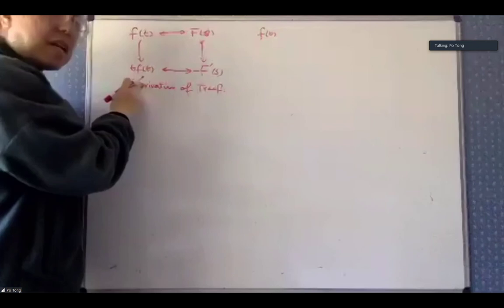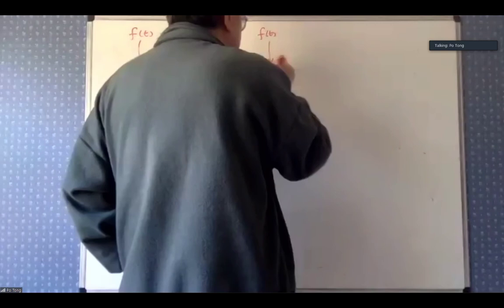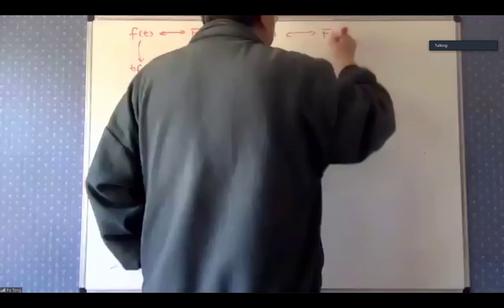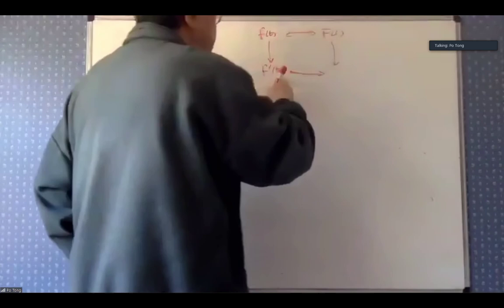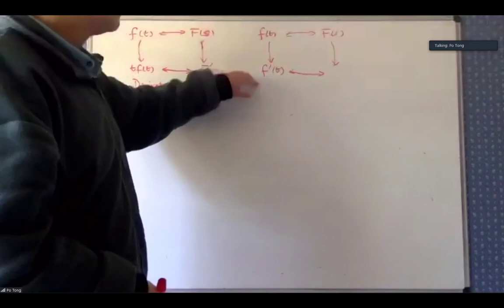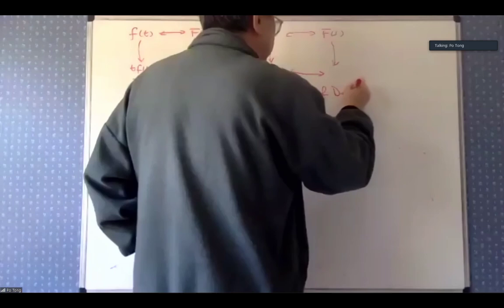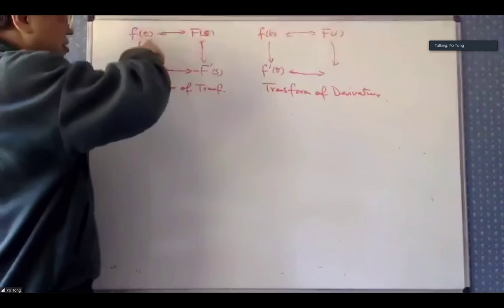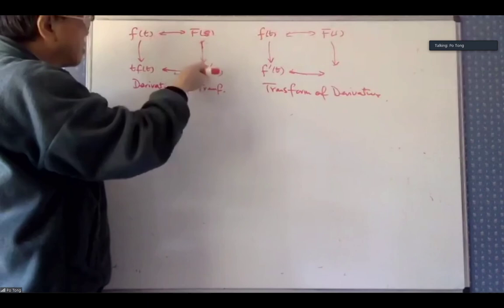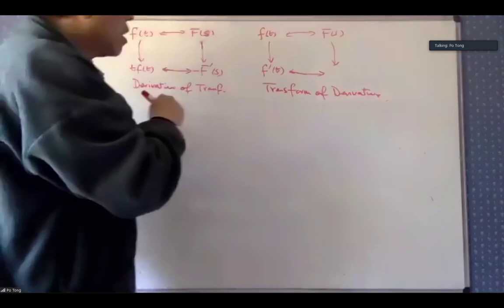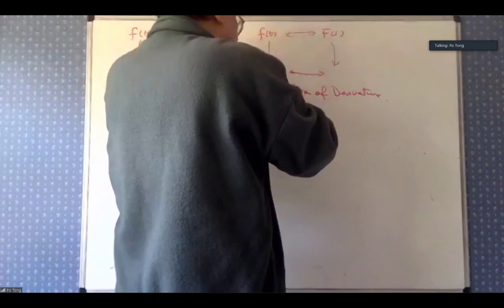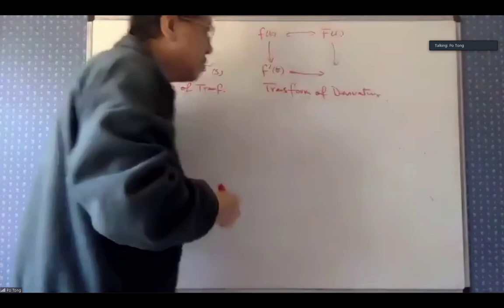Here, what we're interested in is the transform of the derivative. You take the derivative in the time domain and see what happened in the transform domain. Here you transform first and then take the derivative, and then you see what is the corresponding effect on the time domain. And here you take the derivative in the time domain, and see what is the corresponding effect on the right hand side. Okay, so we're going to fix this up.